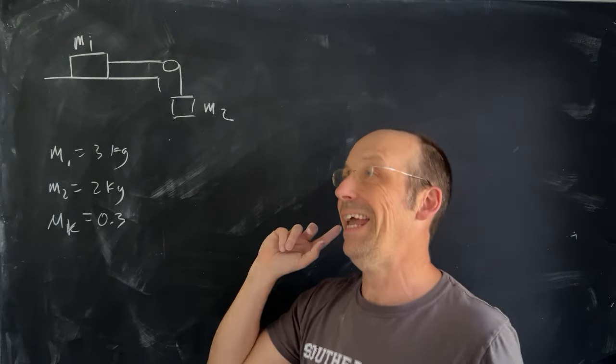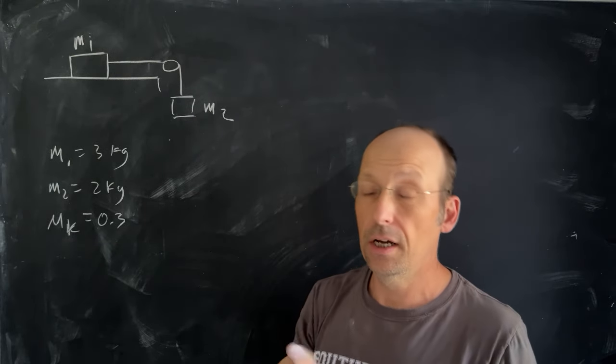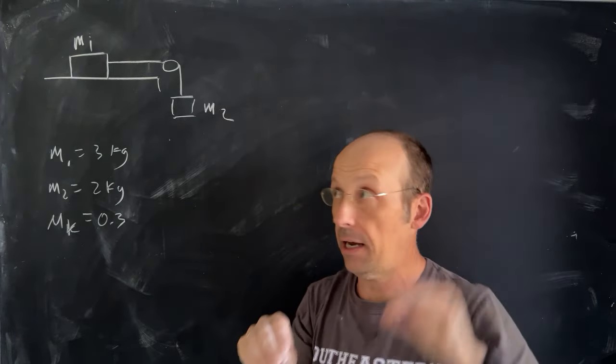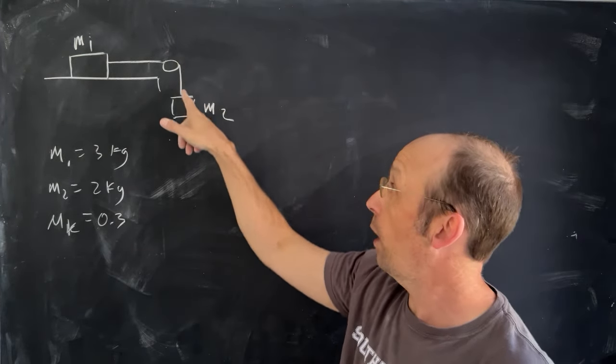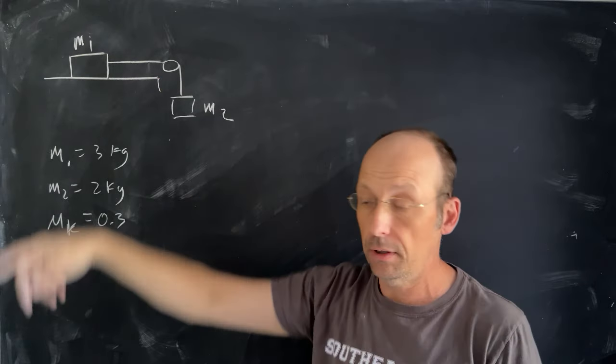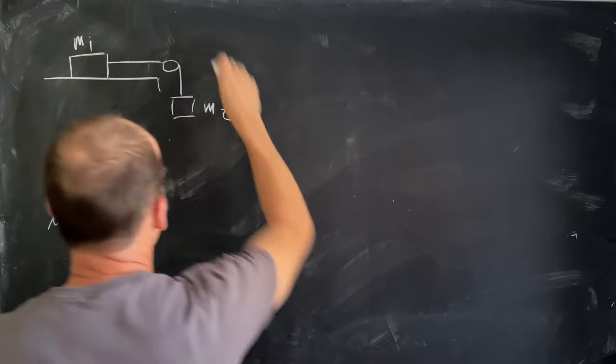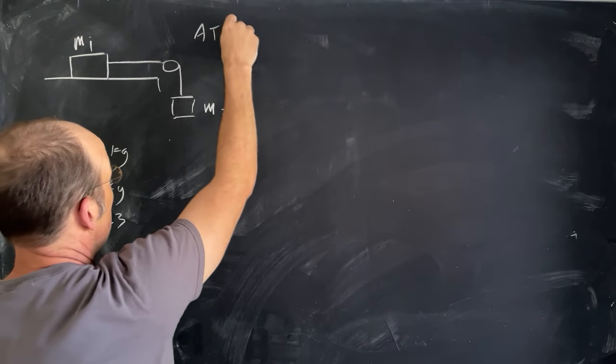This is called a half Atwood machine. An Atwood machine has two weights hanging over pulleys and they can move up and down. Here I have one weight over a pulley and one on a table, and this is a modified Atwood machine. I should write that up here, right? I should write Atwood.